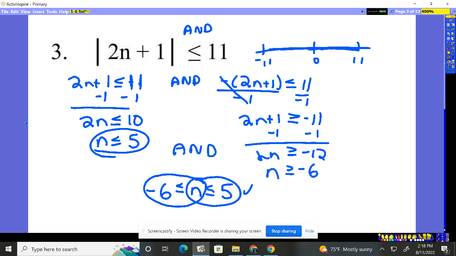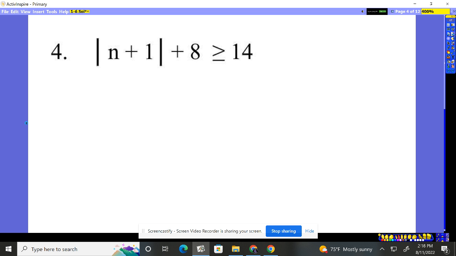There's problem 3. Problem 4. We want the inequality absolute value of n plus 1 plus 8 bigger than or equal to 14, more than 14 feet away. So it's going to be growing more than 14. So it's going to be shooting away from that center of 0. Okay, we want to be 14 away from 0. We want more than 14 feet away from the 0 spot.